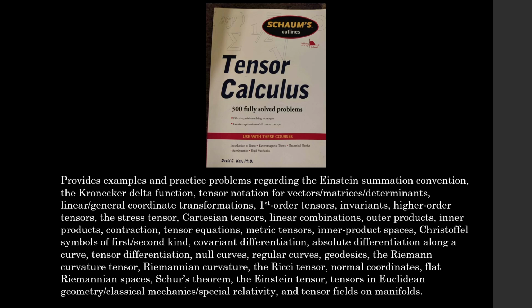This one will range from the Einstein summation convention and Kronecker delta function that's typical in an introductory tensor calculus course, and then ends up all the way with the Einstein tensor and tensor fields on manifolds themselves.